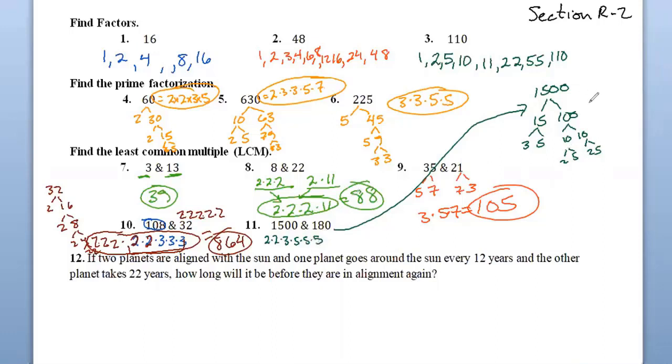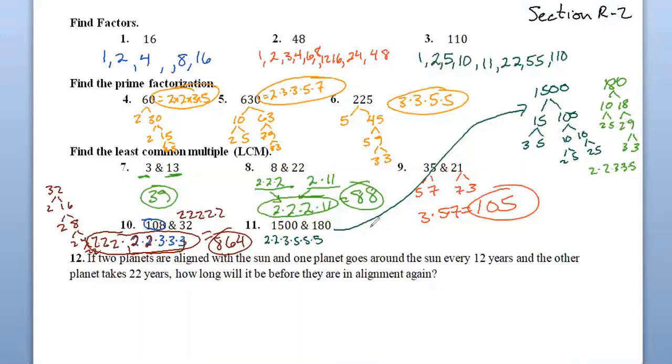Wow. And 180. That looks like 10 times 18, which is 2 times 5 times 2 times 9, which is 3 times 3. So this guy is 2 times 3 times 3 times 5. Oh, there's another 2 there. 2 times 2, 2 2s, 2 3s, and a 5.